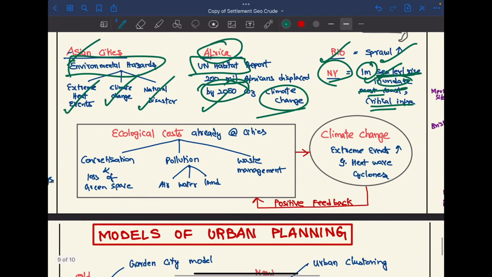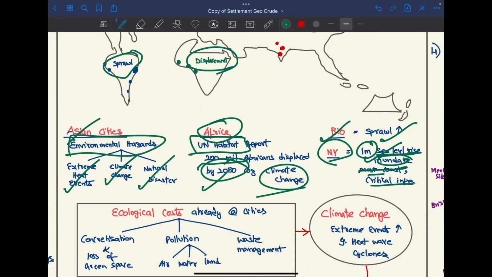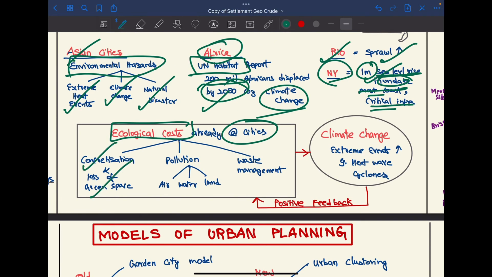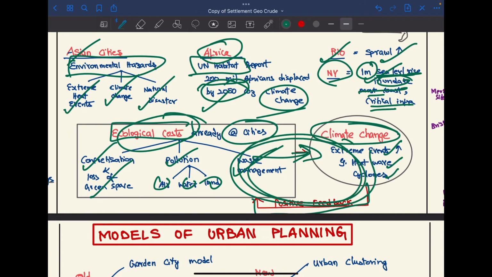So ecological cost already exists in most of these cities, for example, concretization, loss of green space, air, water, and land pollution, and waste management issues. All this will lead to more and more climate change, which will increase extreme events like heat waves and cyclones. This will further increase the ecological cost, which will further increase climate change, and this will be a vicious cycle. Therefore, this gives a positive feedback.